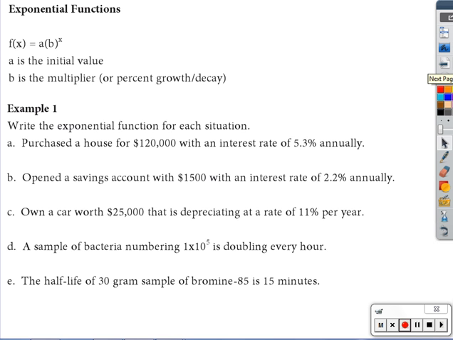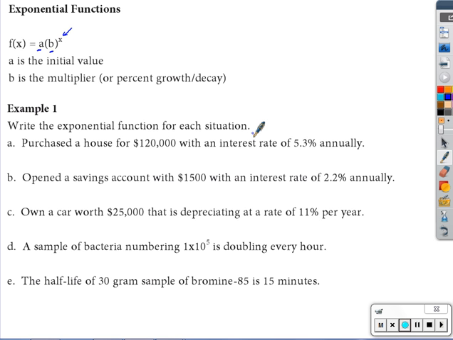First, let's just talk about what the equations look like. Like I said a minute ago, the equation looks just like a geometric sequence. So we're going to have A, or initial value. We're going to have B, which is the multiplier, and our variable is still x. So we're basically taking a geometric sequence now and applying it to a function. So the first example we're going to do is to write an exponential function for each situation.